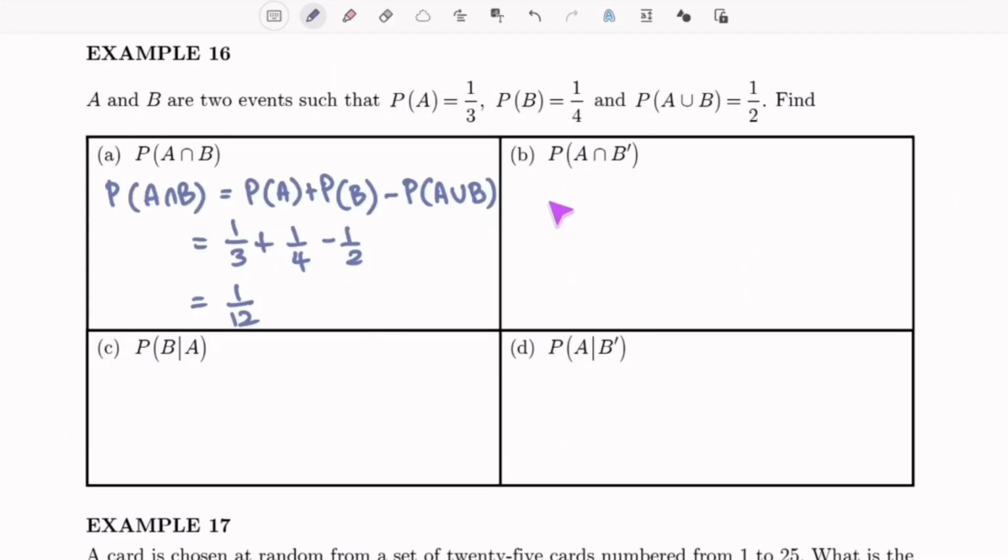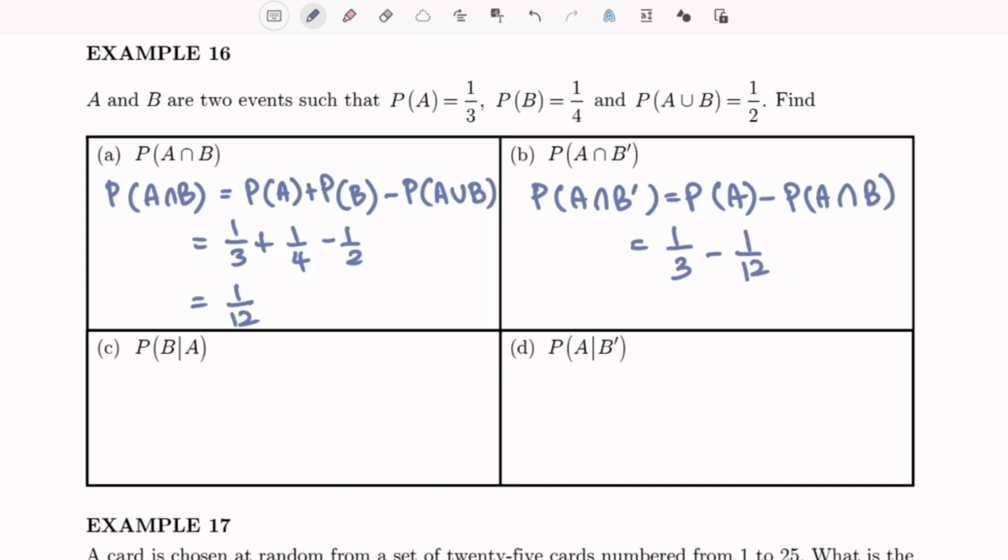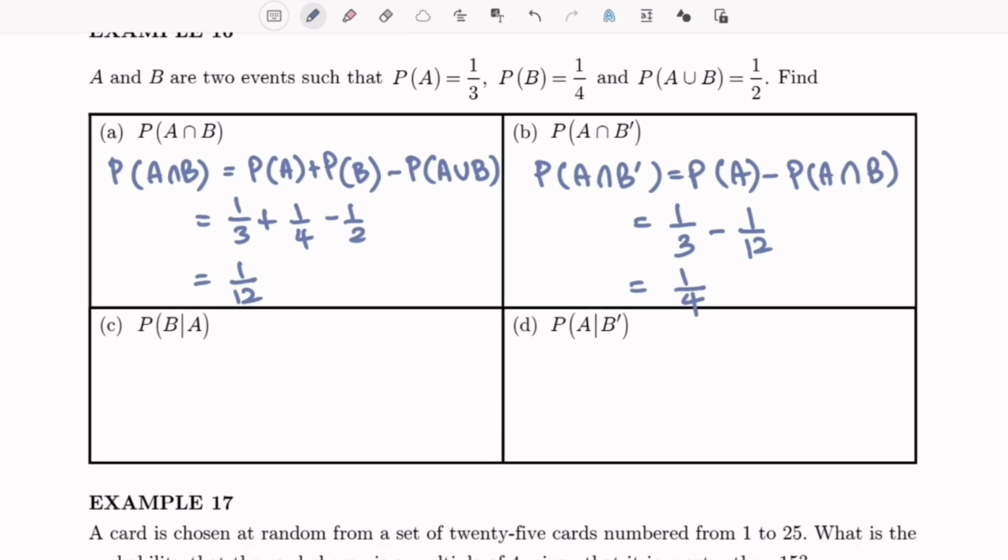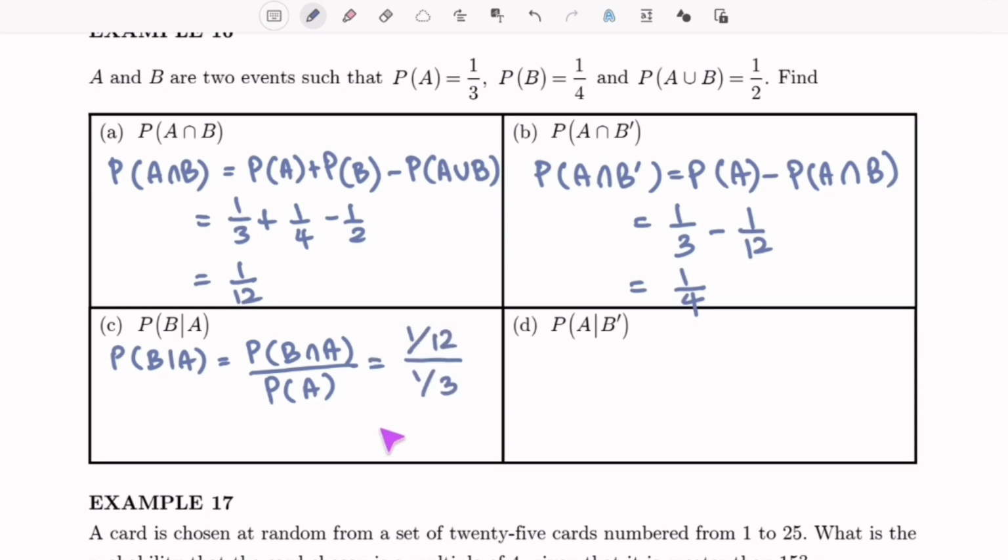We can use this formula for question B. Let's write down the formula. Substitute the values, and then you get 1/4. Question C, the probability of B given A, using the formula given in page 14. The probability of B intersect A is equal to the probability of A intersect B. That's just the same thing. So substitute the values, simplify, and you get 1/4.